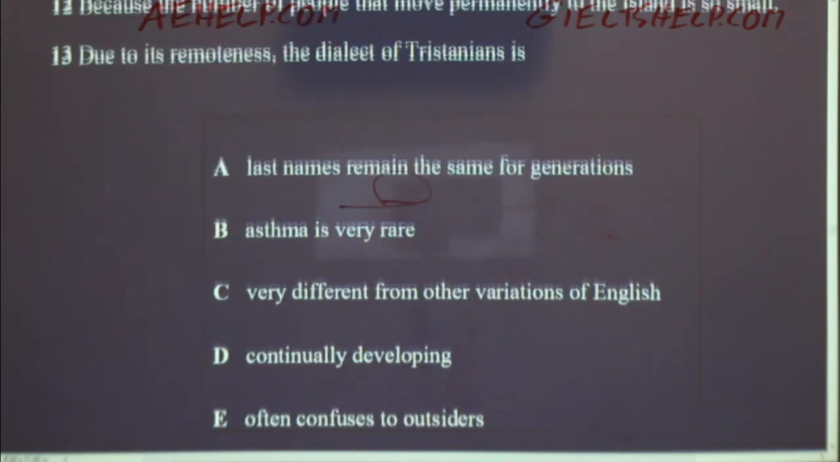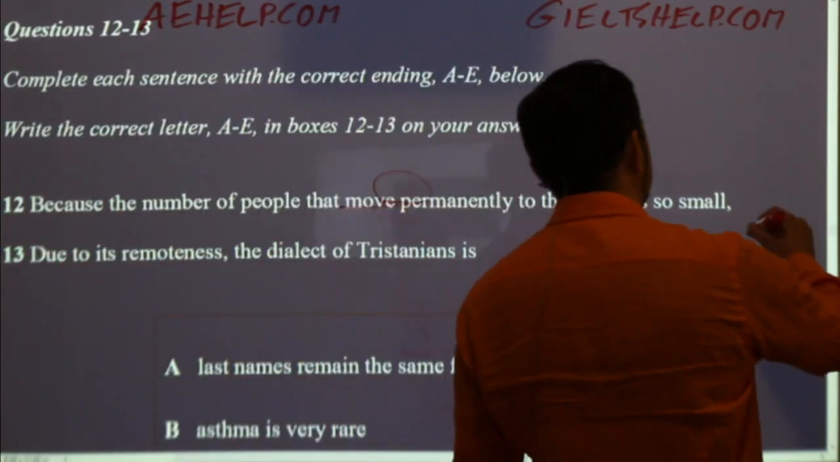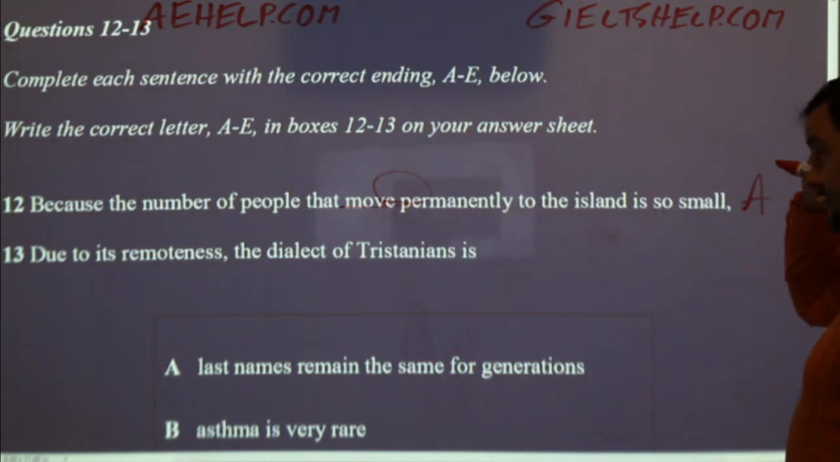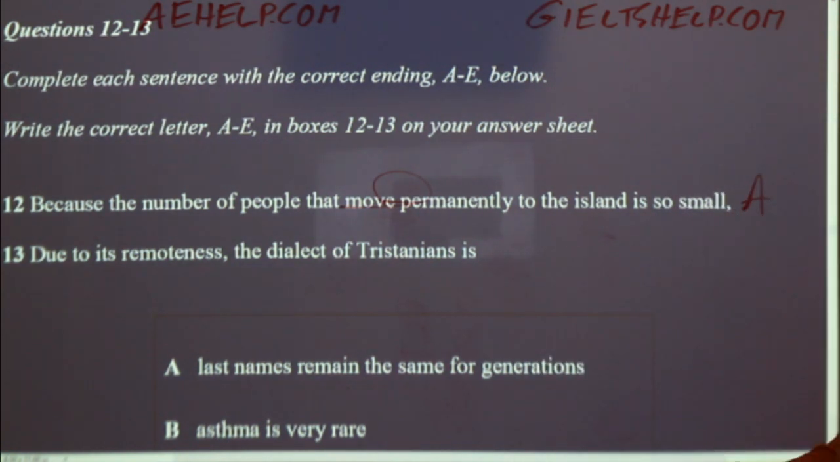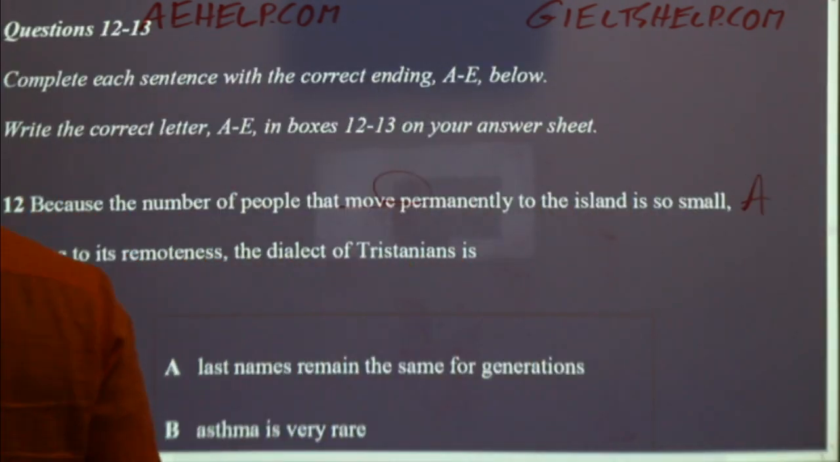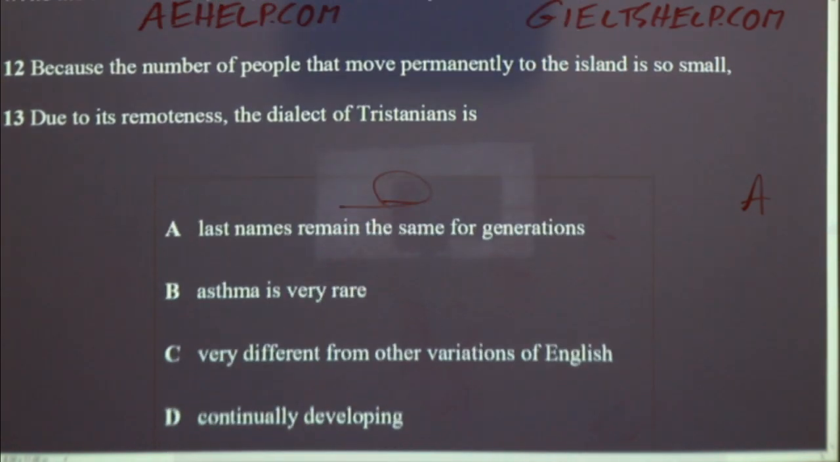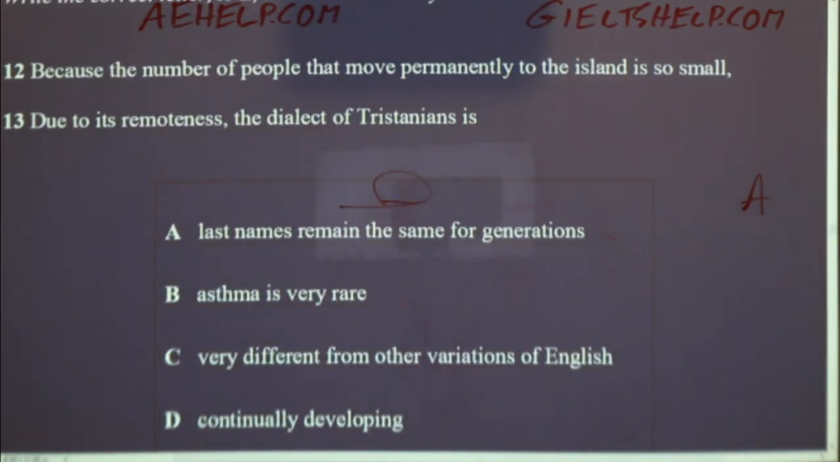So all of you who are saying A are correct. Last names remain the same for generations, okay? It's kind of about genetics, because the genetics remain the same when the last names remain the same.